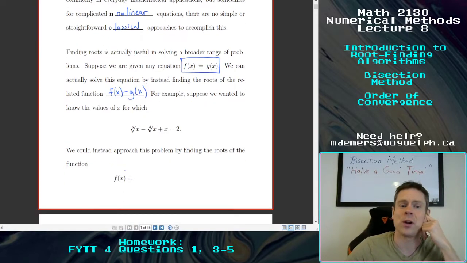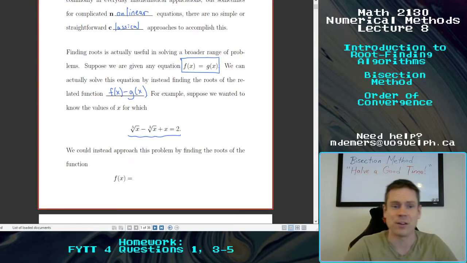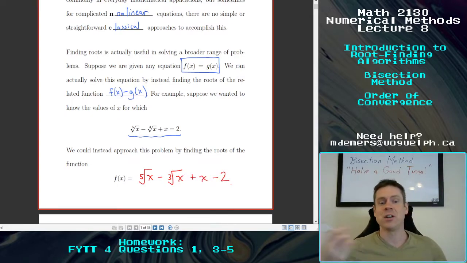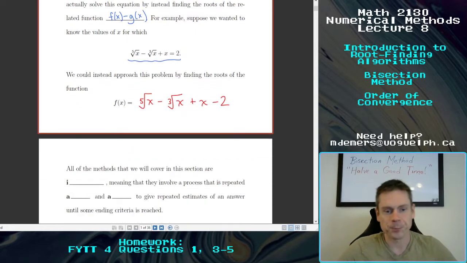So suppose we wanted to know the values of x which would solve this equation right here, that involves a bunch of awkward roots and stuff. And we wanted to know where the left-hand side was equal to 2. Rather than solve this equation, we could instead find the roots of the function 5th root of x minus 3rd root of x plus x minus 2. And if we find the roots of that function, we solve the original equation. That should make some sense.